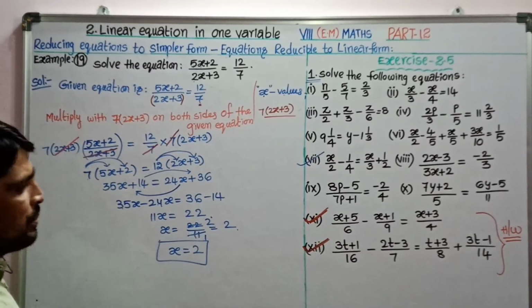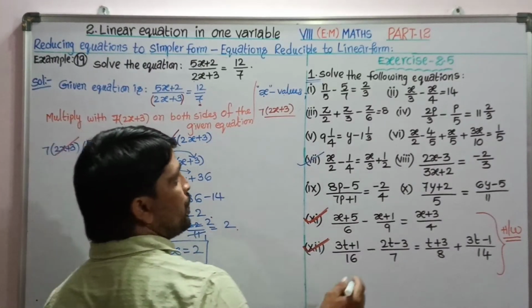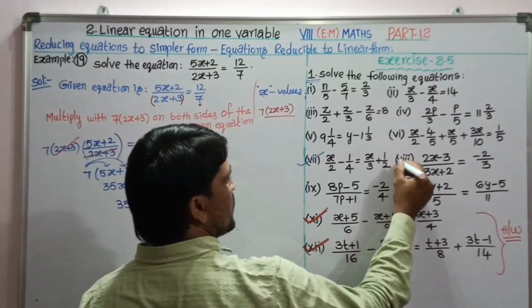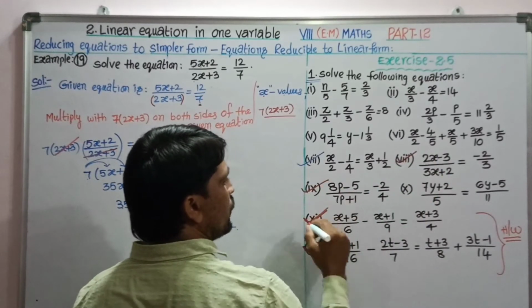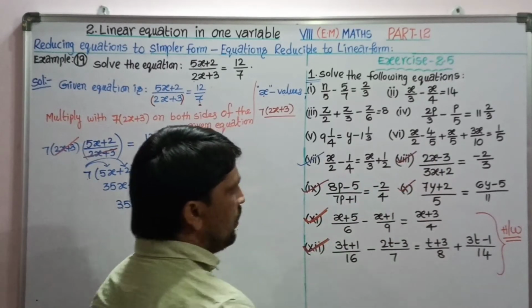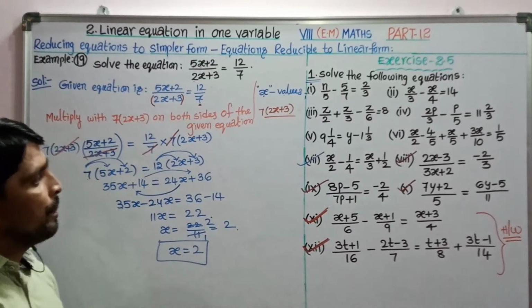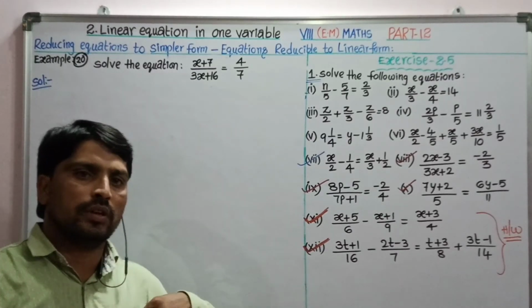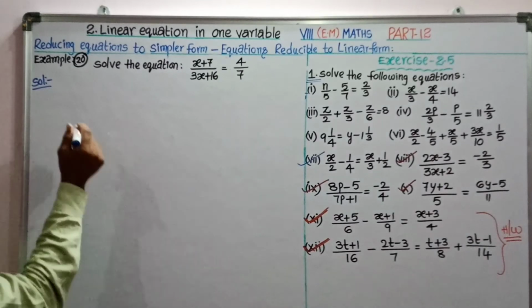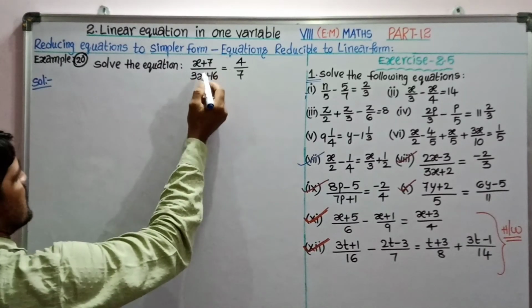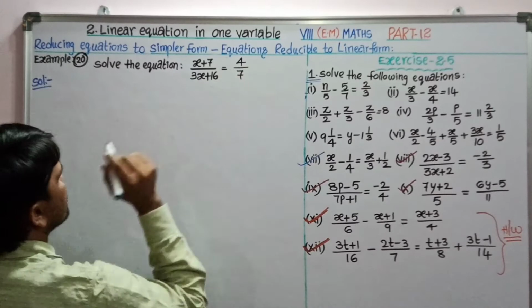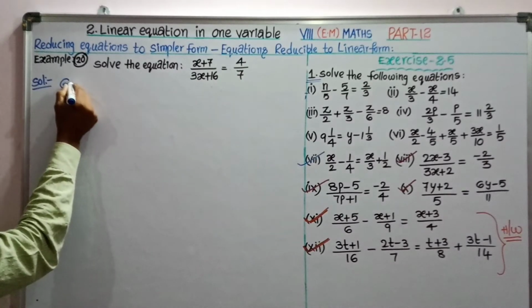Okay. We have similar questions in exercise 2.5 first bit, that is 8th one, 9th one, 10th one. These three are homework for you people. Try yourself. Okay. Next question, example 20. Solve the equation x plus 7 by 3x plus 16 equal 4 by 7. Write down the given equation.